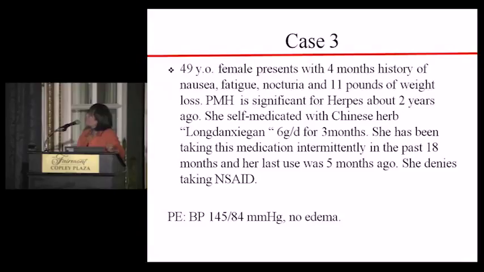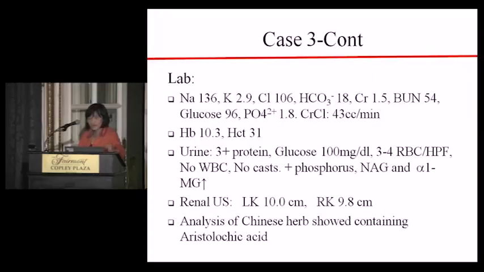A 49-year-old female presented with a 4-month history of nausea, fatigue, nocturia, and 11 pounds of weight loss. Past medical history is only significant for herpes about 2 years ago, and she self-medicated with a Chinese herb called Long Dan Xie Gan, 6 grams per day for 3 months. She has been taking this medication intermittently over the past 18 months. Her last use was 5 months ago. She denies taking any NSAID. On physical exam, her blood pressure is elevated, but no leg edema. Otherwise, everything is benign. Okay.